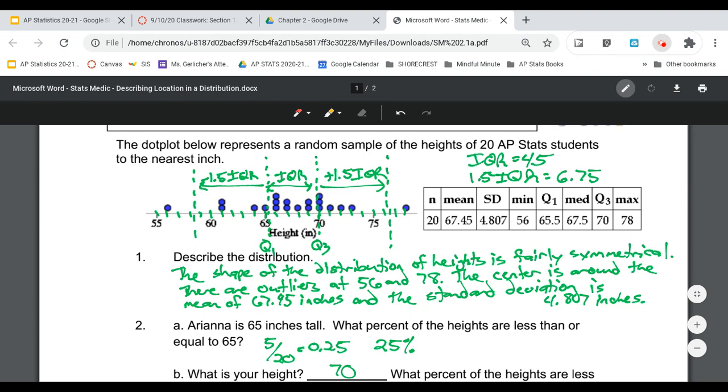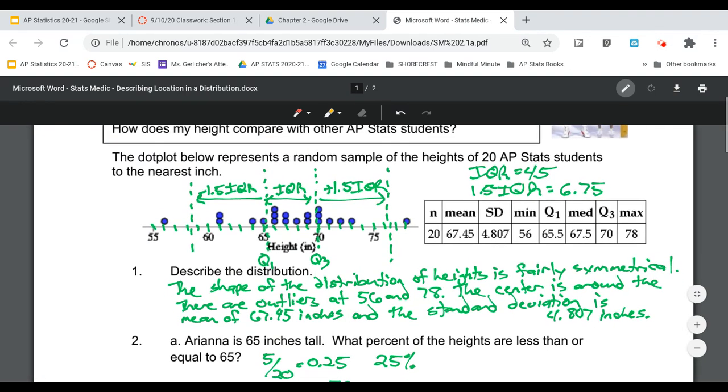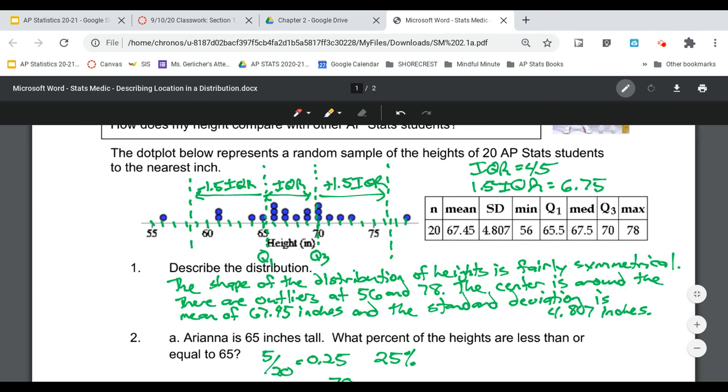Okay, so you hopefully were able to do 1 and 2. So let me show what I have. Okay, and describe the distribution. Just a reminder that you need to do SOCV plus context. There was no comparison here because there's only one distribution. I was able to pretty much state everything, although the outliers I had to do some math. So I actually found the IQR, and I found 1.5 times IQR. And then I went that distance away from the quartiles and then looked to see if there were any dots outside of that, and there were. There were, in fact, 2 outliers.